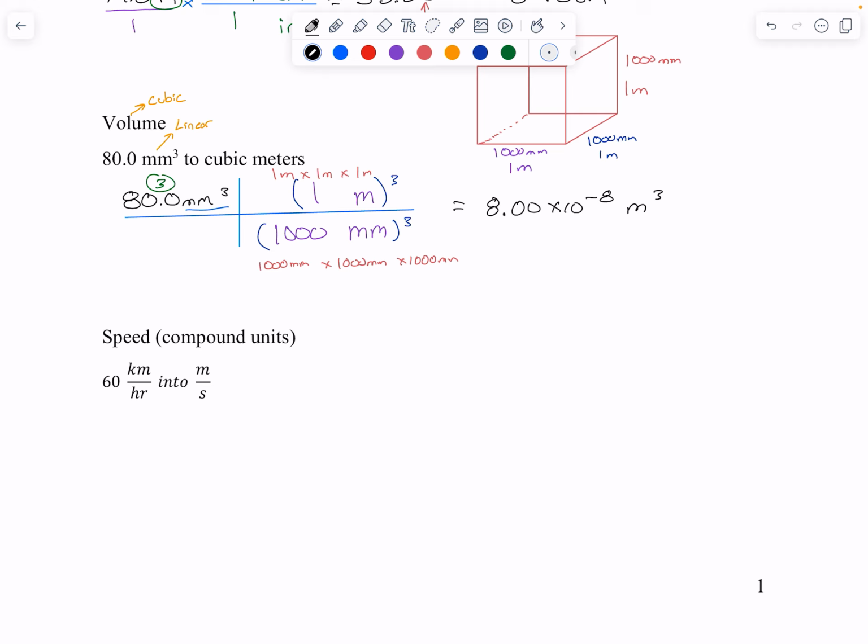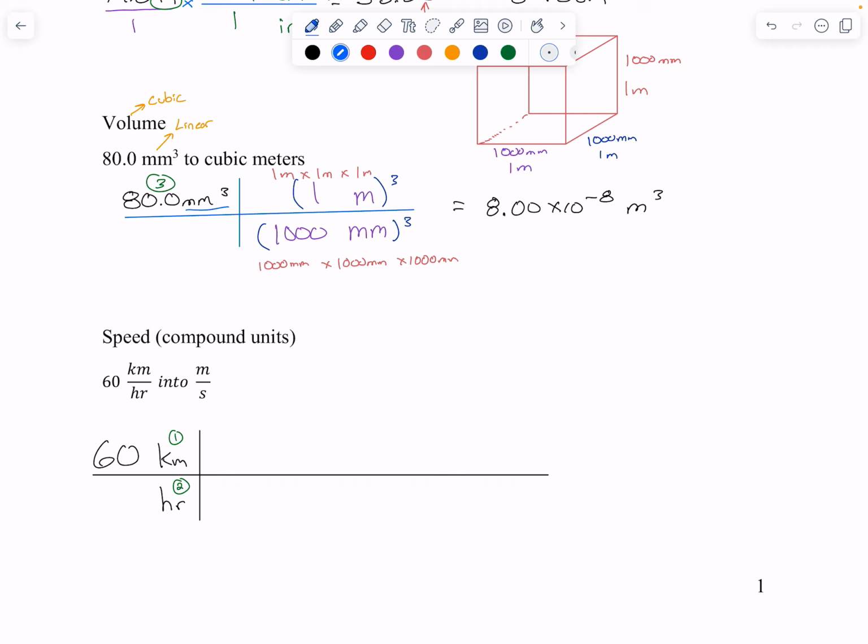Next one is compound units. I have 60 kilometers an hour into meters per second. So I'll take my 60 kilometers per hour. Now we have to do 2 different steps. We have to convert the kilometers, and then convert the hours. Kilometers to meters. Most people just start there. Do you have to? No. But most people start there.